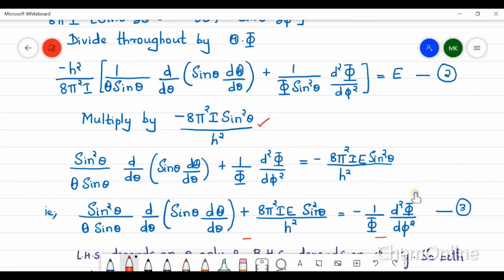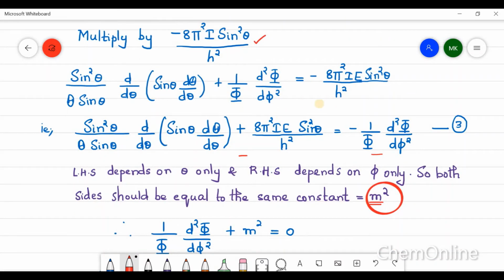Now on rearranging, you can see that the first term depends on theta, and on the RHS also there is a theta term, sin square theta. Rearranging the like terms, we can write sin square theta by theta sin theta d by d theta of sin theta d theta by d theta plus 8 pi square I E sin square theta by h square equals minus 1 by phi d square phi by d phi square. Let this be equation 3.